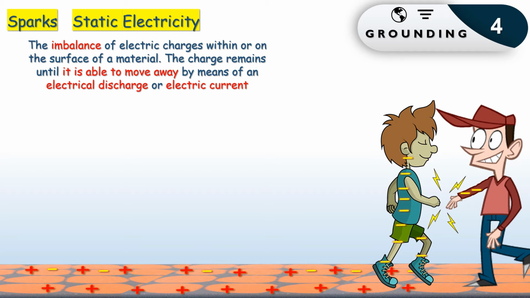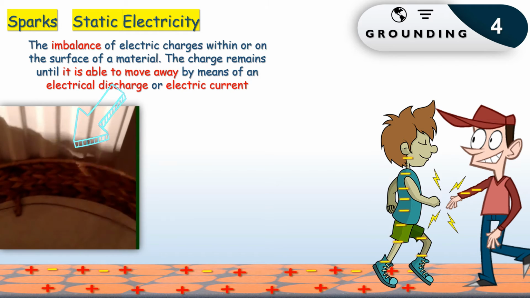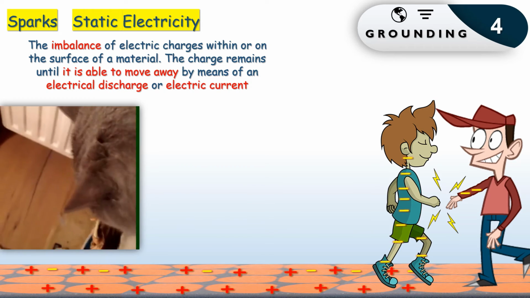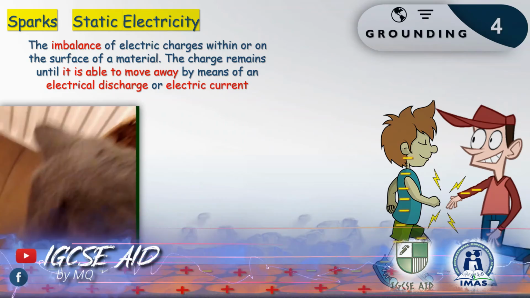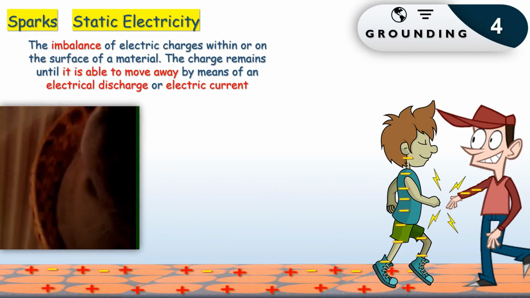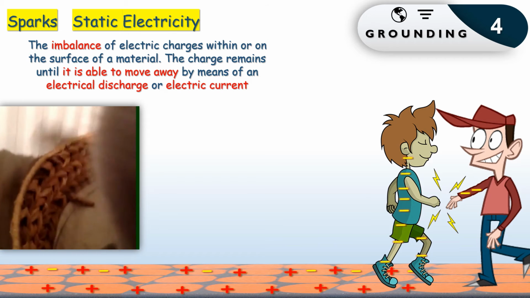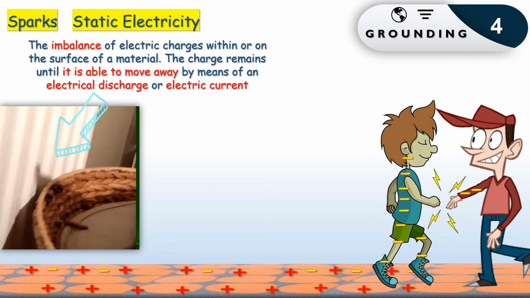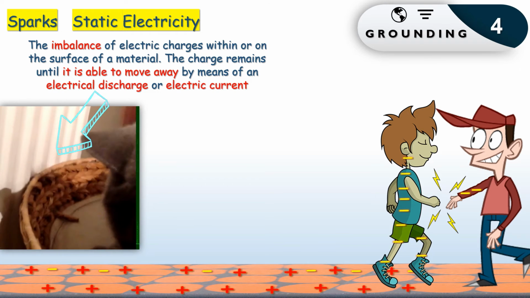Now let's look at a real life example. What you see over here is a person petting the cat, which generates static electricity. When a lot of charges build up, the static electricity starts to travel to the nearby radiator as shown, as the radiator is a conducting material that can collect those charges and pass them on.